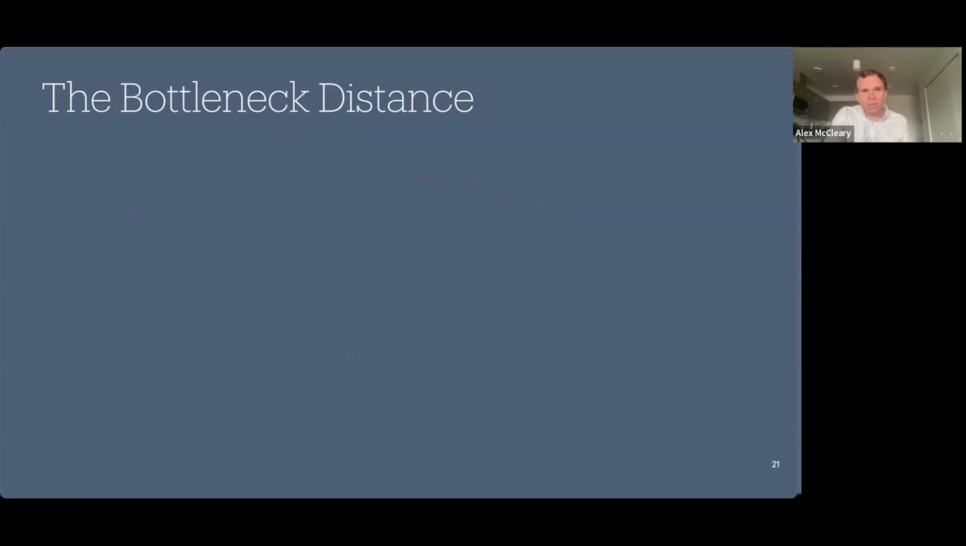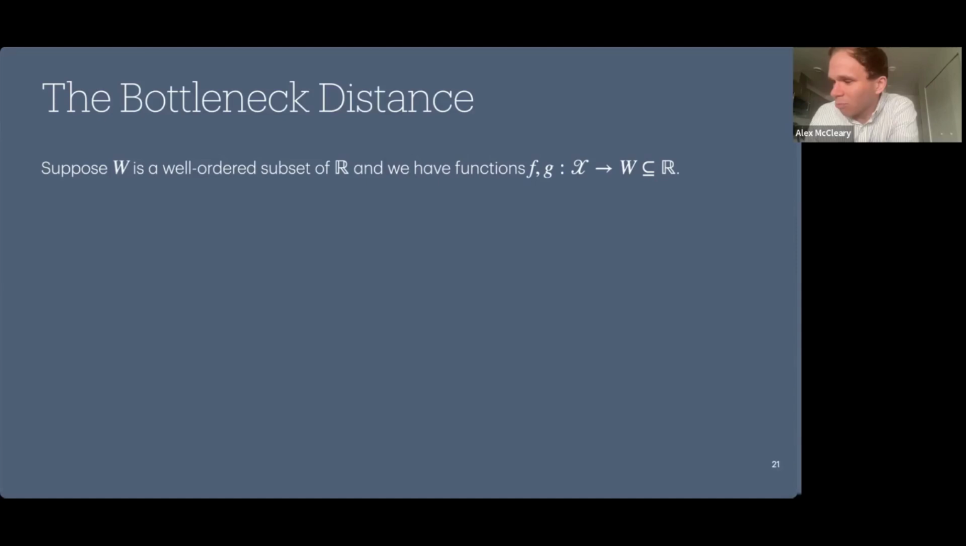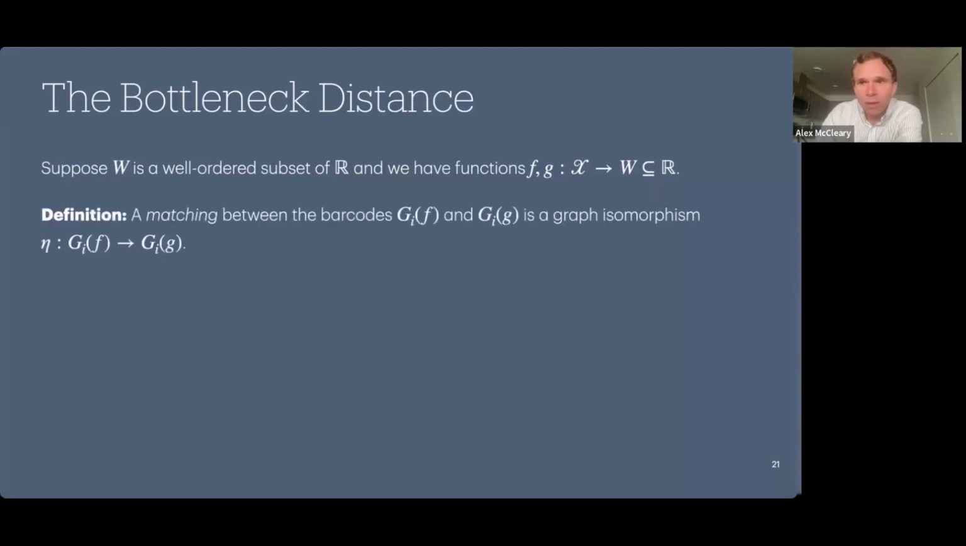And then the other main theorem we want to talk about here is the bottleneck stability theorem. So first, let's define the bottleneck distance. Here, there's one distinction we're making that we didn't make before. Earlier, we were just looking at maps f from our cells into a well-ordered set. Now we're going to assume our well-ordered set is a subset of the real line. And this will be true in general for persistent homology. So we can define a matching between two barcodes as a graph isomorphism.